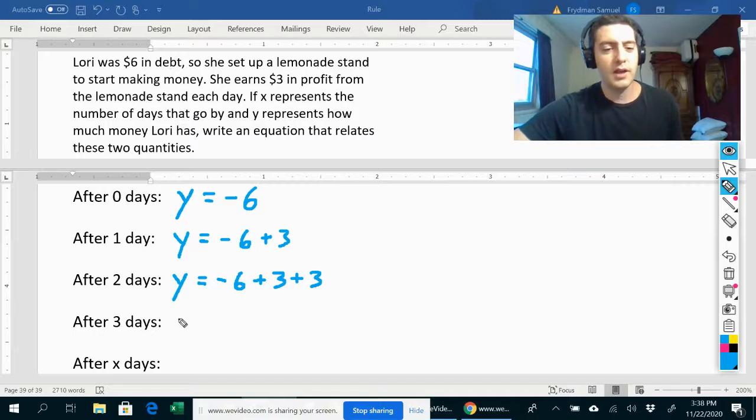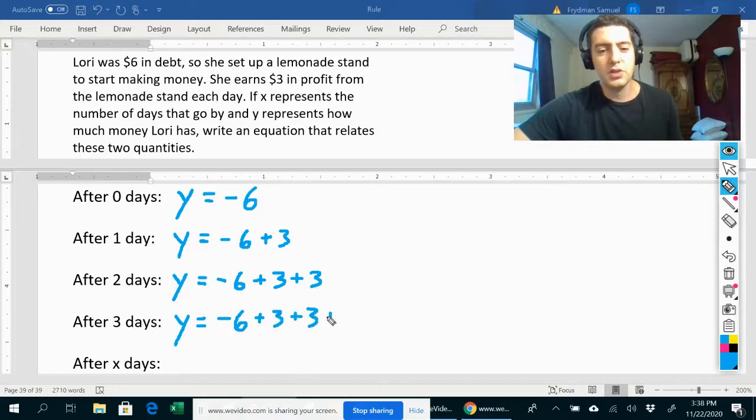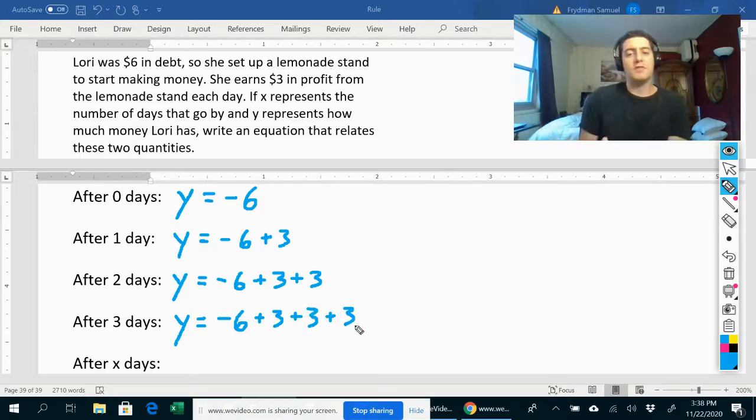After 3 days go by, the amount of money she has would be equal to -6. That's how much she started with. She owed somebody $6, so that would be a -6. Plus she made $3 on the first day, plus she made $3 on the second day, plus she made $3 on the third day. She's making $3 every day. So if 3 days go by, then we can say plus 3, plus 3, plus 3, right? Okay, so at this point, you should be able to spot the pattern here. After 0 days go by, we have 0 3s over here. After 1 day goes by, we have 1 3 over here.